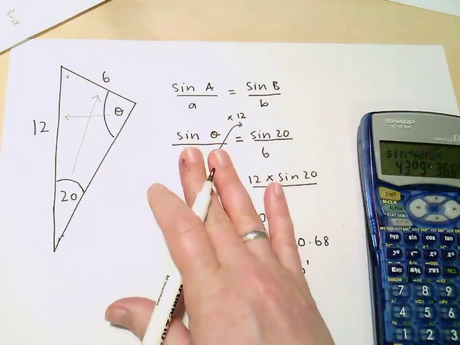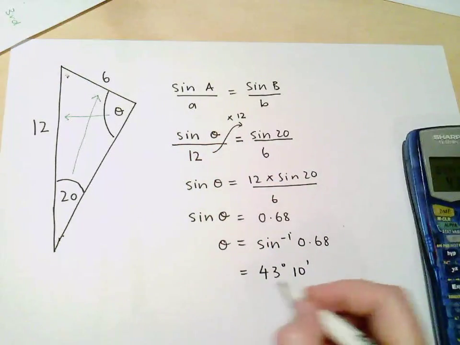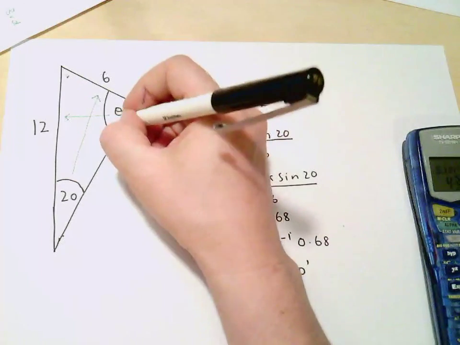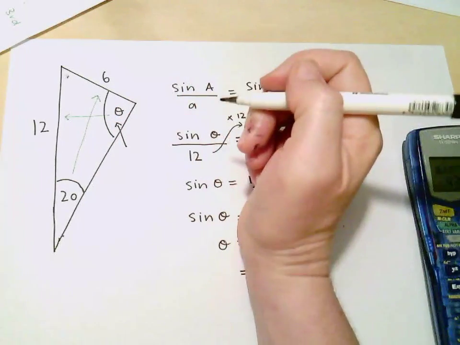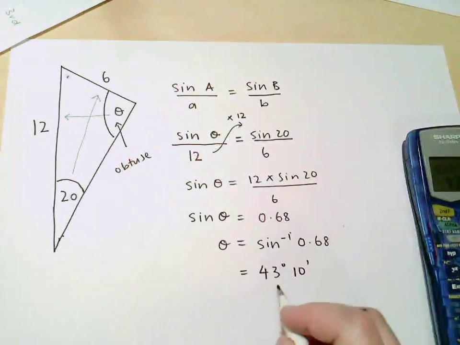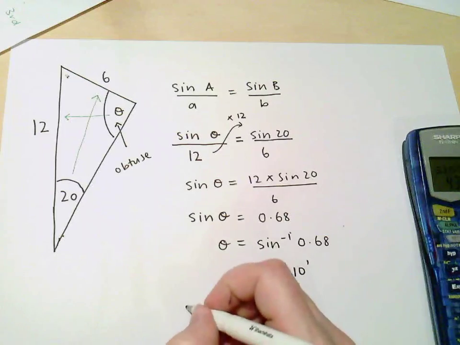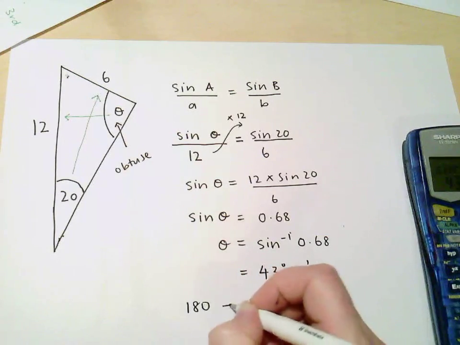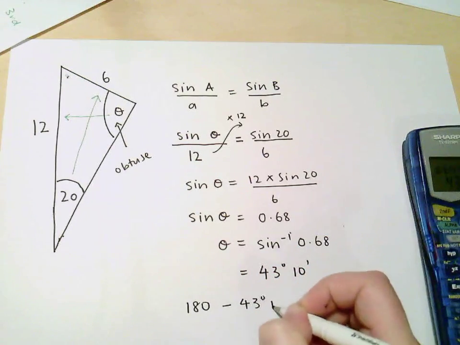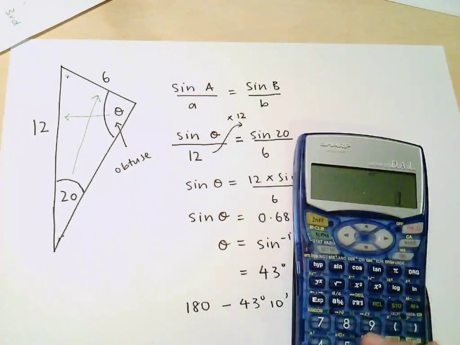Now here's where our work on the obtuse angles comes into play. I've got an angle here that's 43 degrees and 10 minutes, but I can see from my triangle that this angle is actually an obtuse angle. And so it's not actually 43 degrees and 10 minutes, it's actually the one that is 180 minus 43 degrees and 10 minutes. So I need to make sure I do that on my calculator.